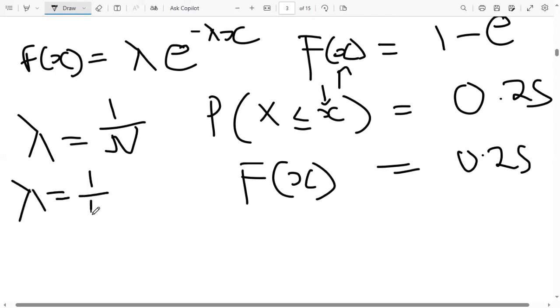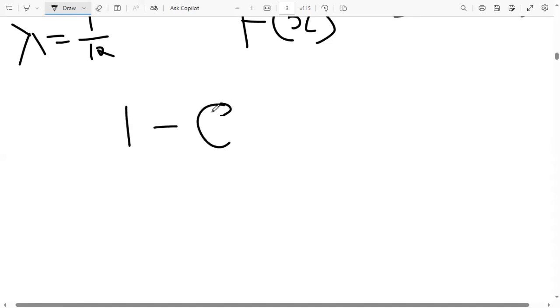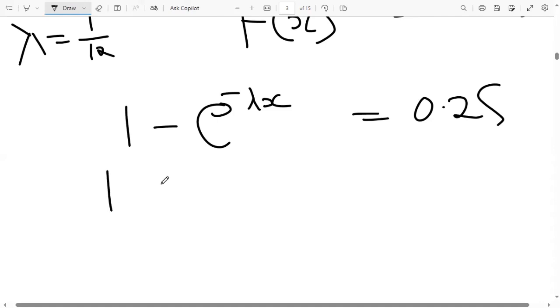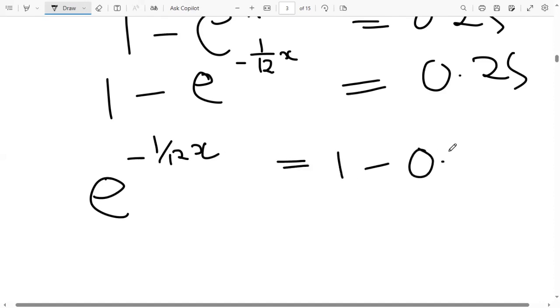So let's find the lambda here. Lambda will just be 1 over 12. So our f of x, we replace now with this, and then we equate to this. We're going to say 1 minus e to the power minus lambda x is equal to 0.25. We know the value of lambda, we want to find this x. So 1 minus e to the power minus 1 over 12 x is equal to 0.25. Let's take this to the other side and bring the other to this side. So we're going to have a positive e to the power minus 1 over 12 x is equal to 1 minus 0.25.